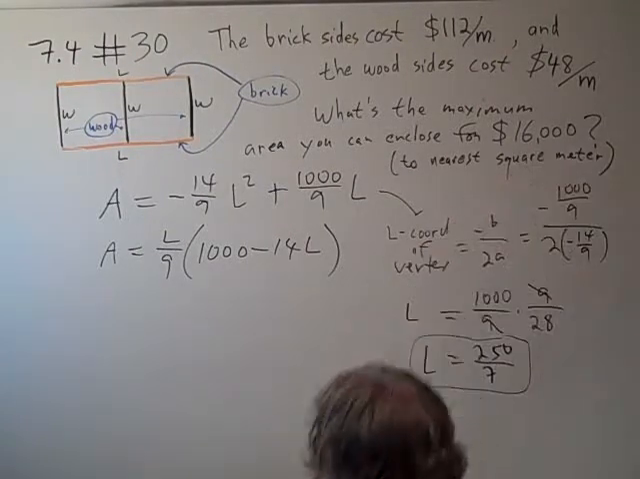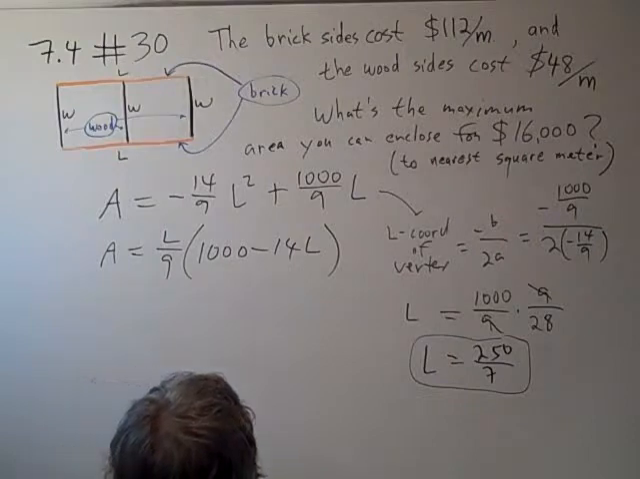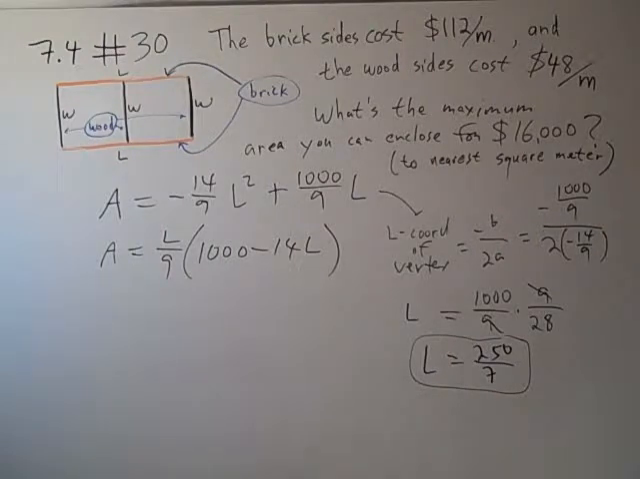So if we substitute it into our equation, also we're rounding it off, so we might as well do it numerically at this point. That length is 250 divided by 7, which is about 35.71428, anyway, approximately, and that's in meters.